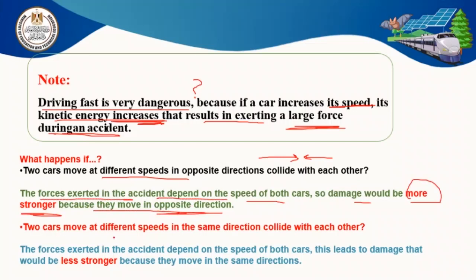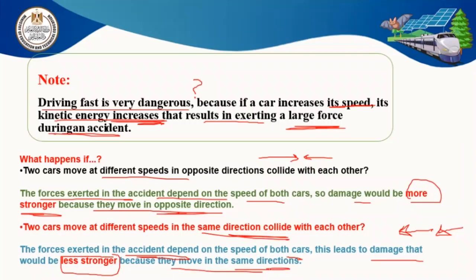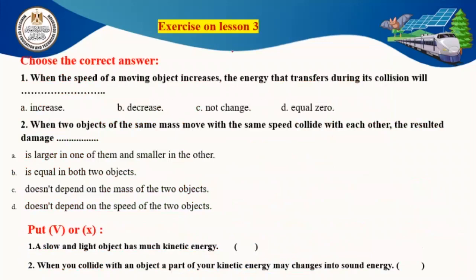But what happens when two cars move at different speeds in the same direction and collide with each other, like this, with another car behind? The force exerted in the accident depends on the speed, so this leads to damage that would be less strong. When the two cars are in different directions, the damage would be stronger. But when the two cars move at different speeds in the same direction, the collision or the damage would be less strong, because they move in the same direction. Clear? Okay, let's exercise on this part.